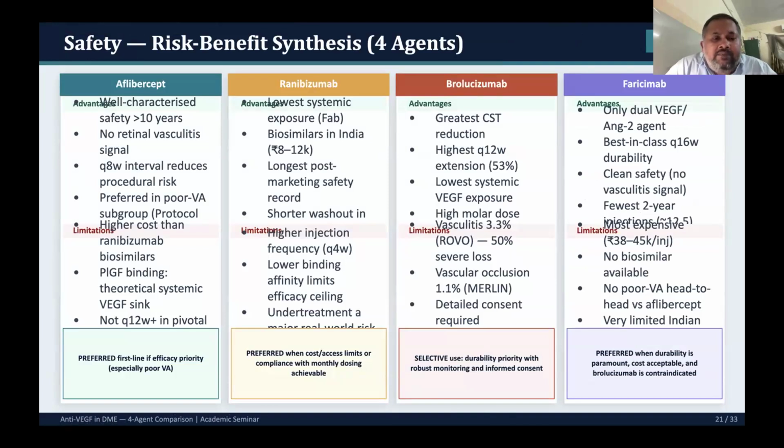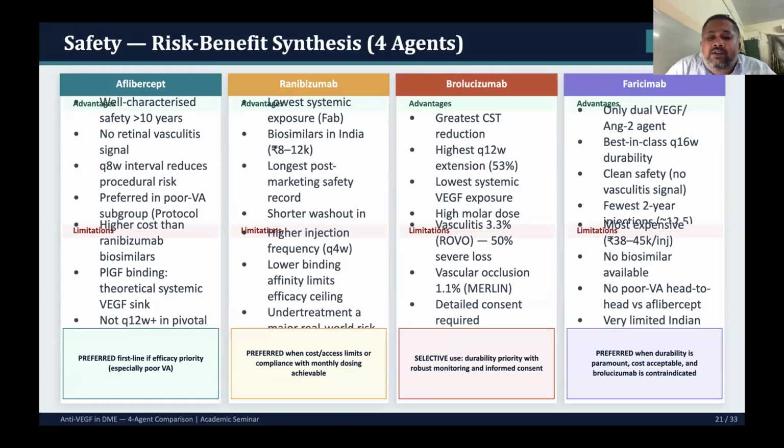Now, in terms of strategizing algorithmically, if we look at aflibercept, it's a preferred first line if efficacy is priority, especially in patients with poor visual acuity. For ranibizumab, it's preferred when cost or access to higher end molecules are limited, or when compliance with monthly dosing is achievable.